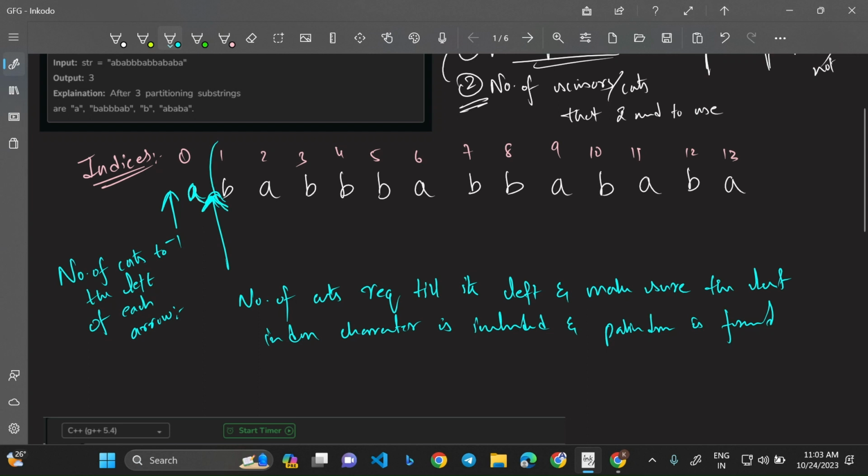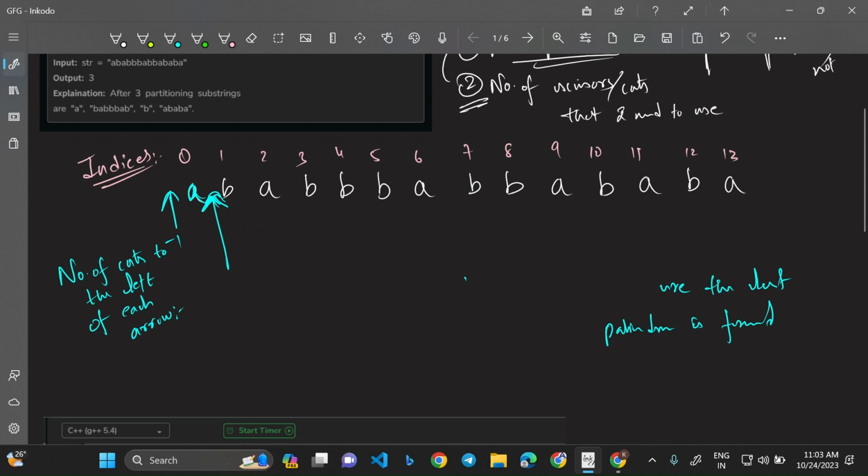Leave the rest, leave the right thing. Do not worry about the right thing. Forget that there is something existing on the right. Just make sure it has disappeared from your view. Only focus on the left of the arrow. We are not bothered about anything to the right of the arrow. Only left, only left. I'm stressing on it again and again. Please do not be confused.